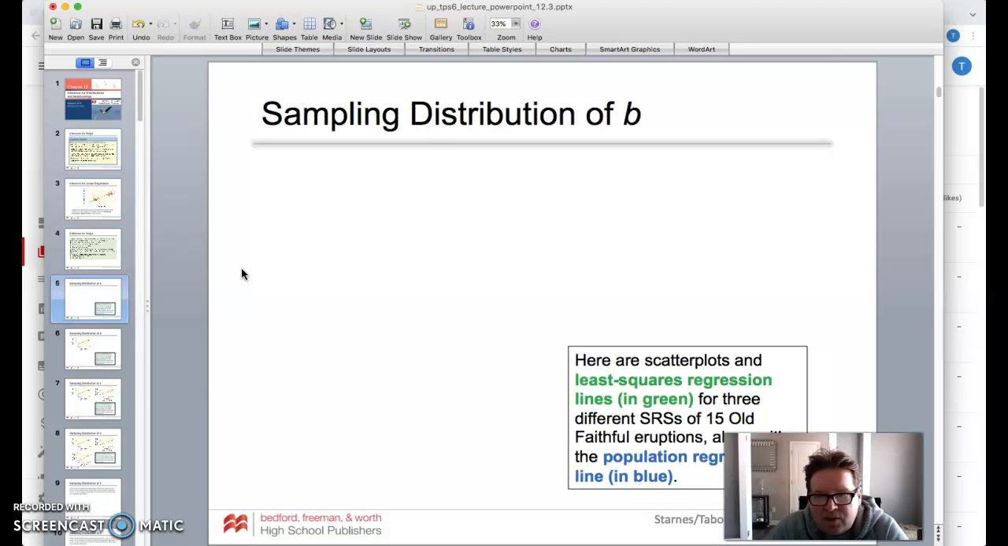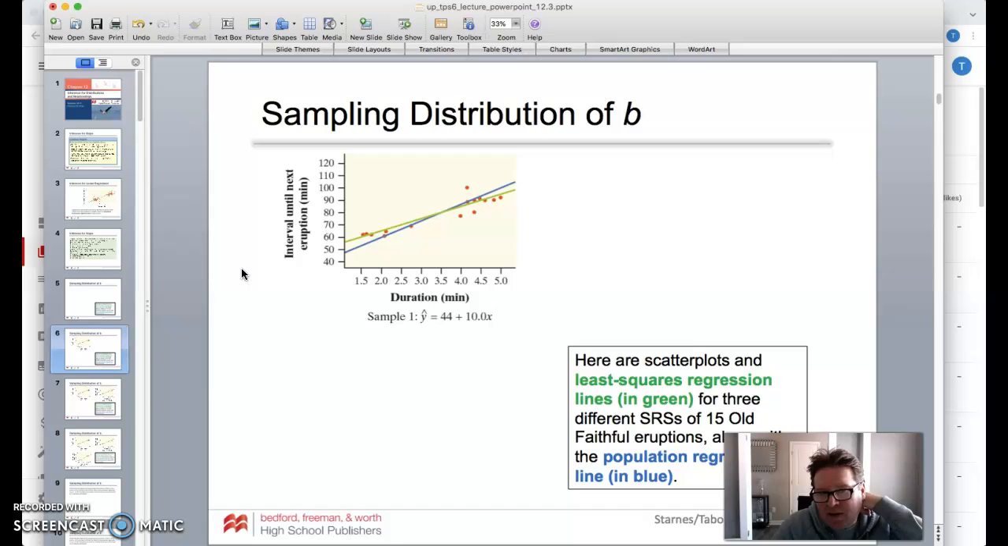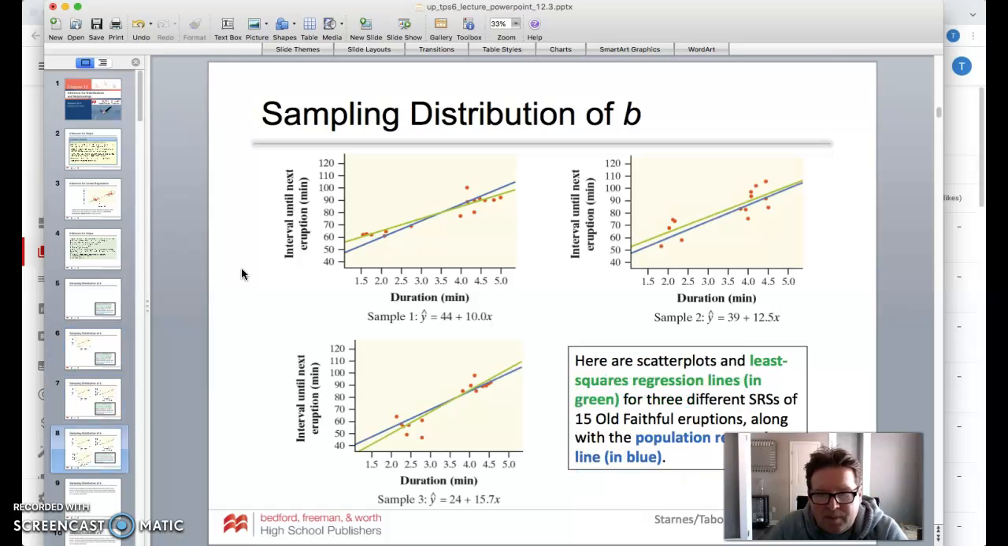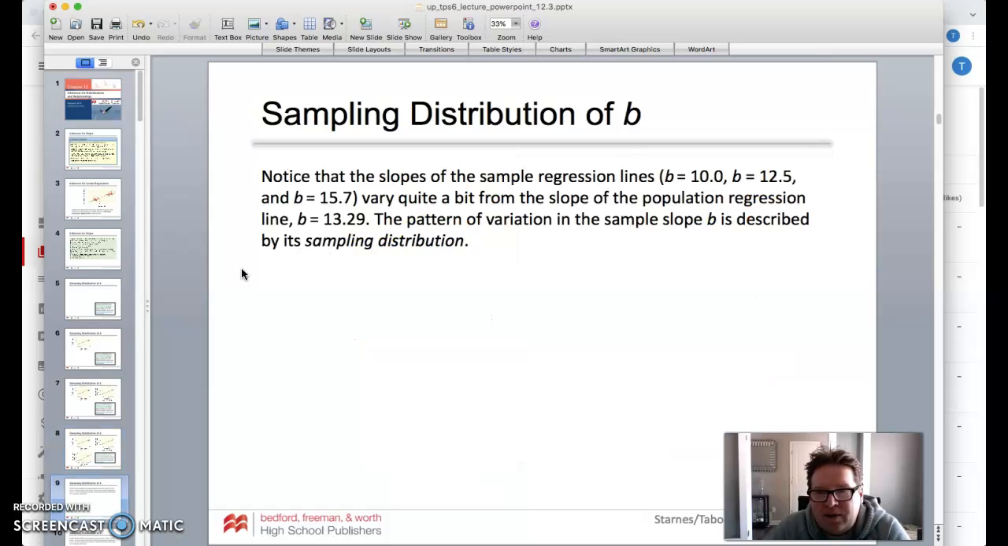Okay, so here are scatter plots of least squares regression lines in green for three different simple random samples of 15 Old Faithful eruptions, along with the population regression line in blue. And as you might guess, here are the different samples. We can see that the slopes of those sample lines are certainly different than the population. We had slopes of 10, 12.5, and 15.7, with the actual population slope being 13.29. So that's kind of done by its sampling distribution.